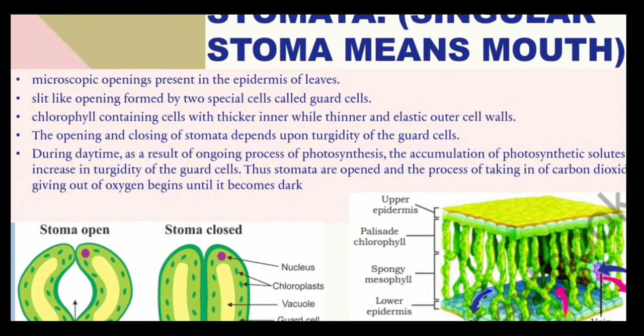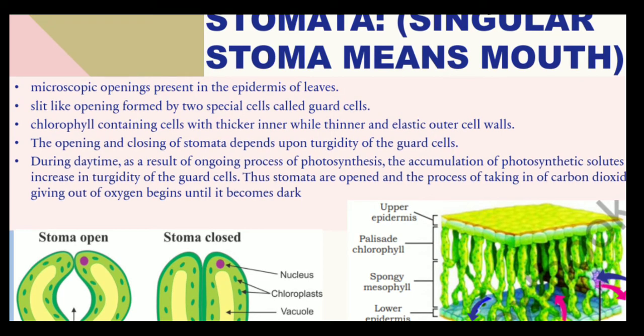Now, what is stomata? Stomata is a microscopic opening present in the epidermis of the leaf, and you have already seen the structure. It is a slit-like opening formed by two special cells called guard cells, and you can see in the diagram, chlorophyll-containing cells with thicker inner while thinner and elastic outer wall. So the outer wall is elastic and thinner, whereas the inner wall is thick.